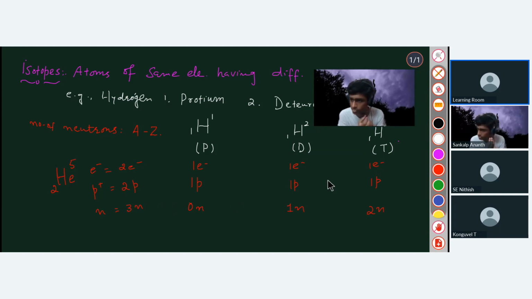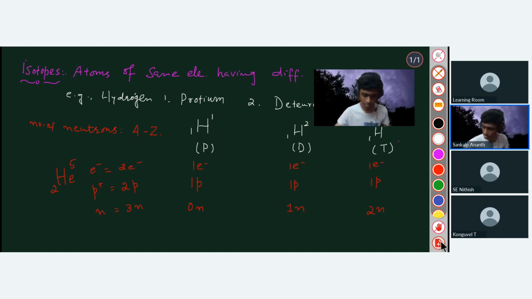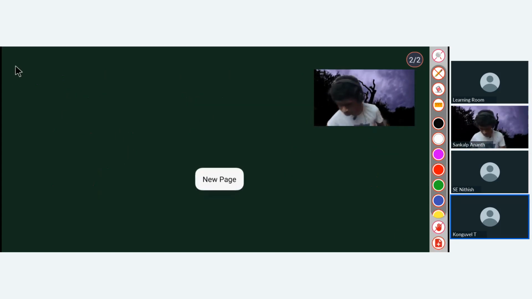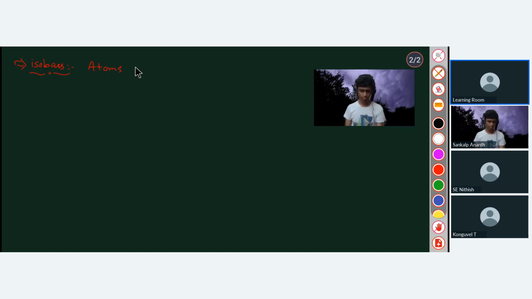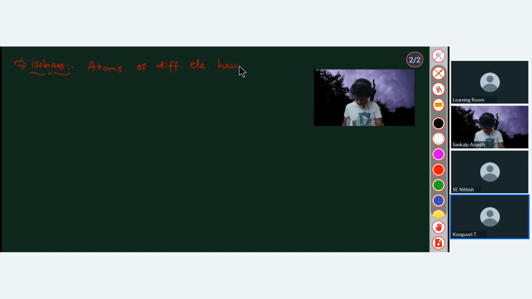All right. Then let's move towards the isobars. Have we discussed isobars? No, sir. Okay, let's see on the next page. Shall I move to the next page? Yes, sir. Isobars are atoms of different elements that have the same atomic mass. Exactly. Like nitrogen and carbon. We did that in that class, I think.